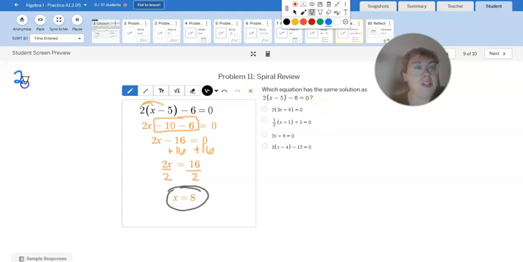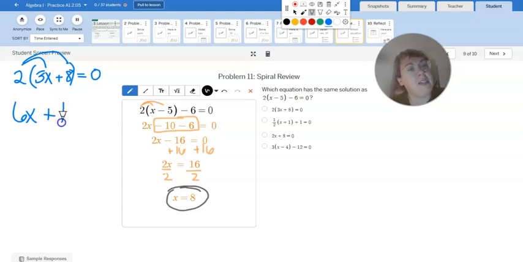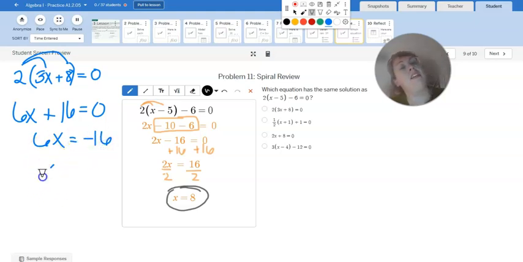So let's try the first one. 2 times 3x plus 8 equals 0. So we could plug in 8 for x, and if we get a true statement, it's correct. Or we could solve for x. So we'll do it both ways. For this one, we'll solve for x, so we'll distribute that 2 to get 6x plus 16 equals 0. Subtract 16 on both sides to get 6x equals negative 16. And then we get x is negative 16 over 6. So it's definitely not that one.